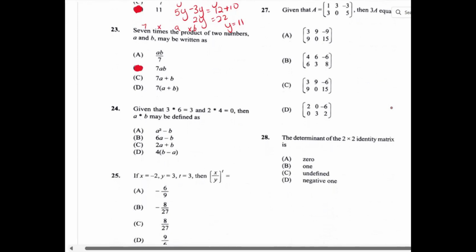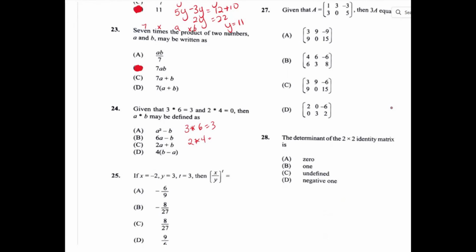Number 24 is a binary operation. So this one says 3 star 6 is 3 and 2 star 4 is 0. What is A star B? What I really want to know is what would be the general rule for this star operation that would make 3 star 6 equal to 3 and 2 star 4 equal to 0.